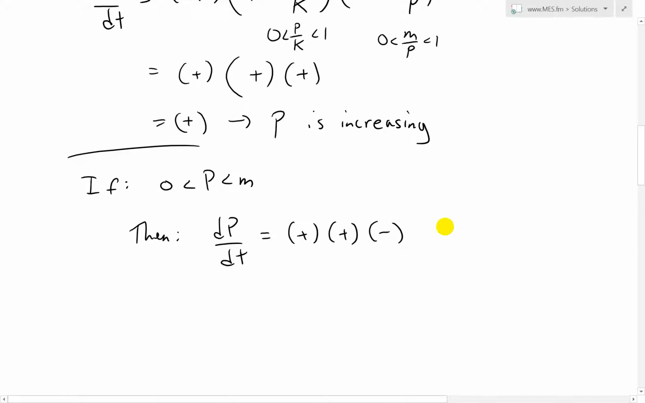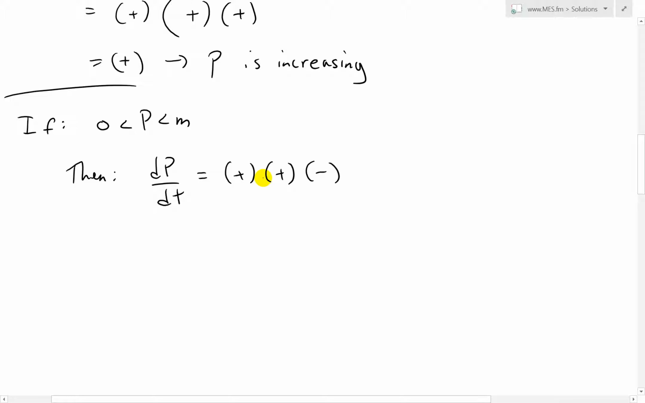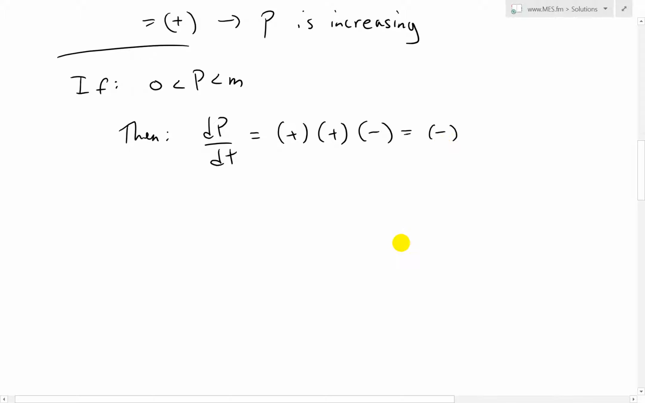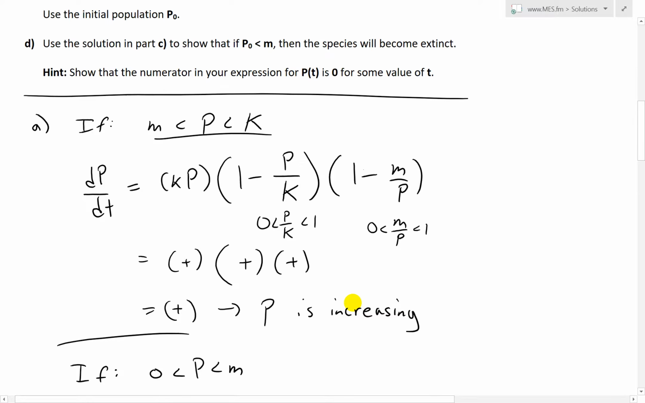So this means this is 2 positives and a negative, and so we end up having 1 negative. So this whole thing is going to be negative. Remember, an odd number of negatives becomes a negative. So this means p is decreasing because the growth rate is negative, or less than 0. And there we've shown it for those 2 intervals.